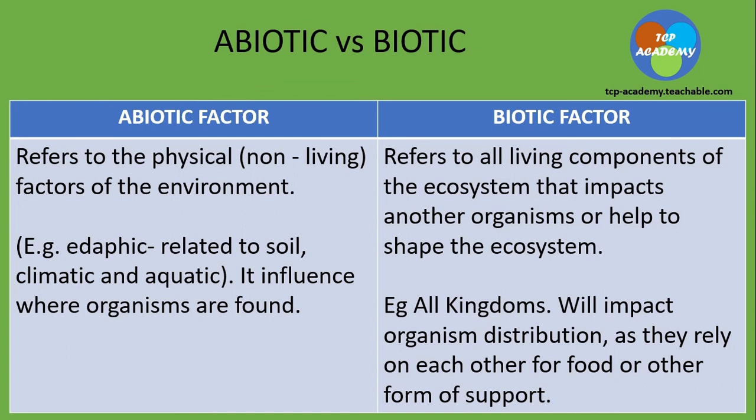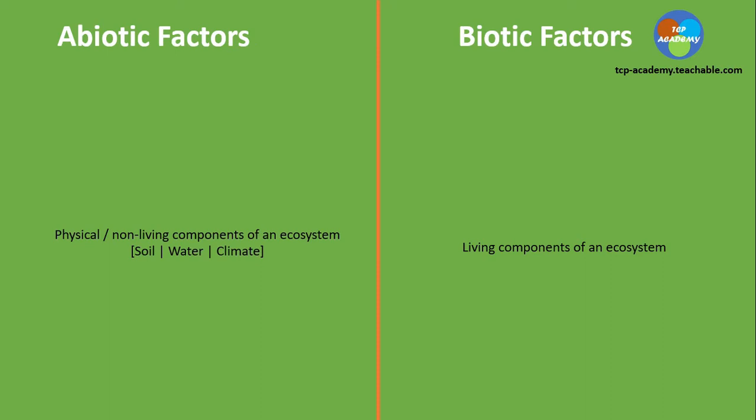Let's look at examples of biotic factor. All the kingdoms would pretty much find themselves within the domains of biotic factor, because everything will be an offshoot from the kingdom. Now, it will impact organism distribution as they rely on each other for food and other forms of supporting resources. So we gave you this definition and we gave you some examples because we wanted you to concretize this bit of information. I'm going to now drag you into some pictorial examples that we expect will give you a better understanding of these two words.